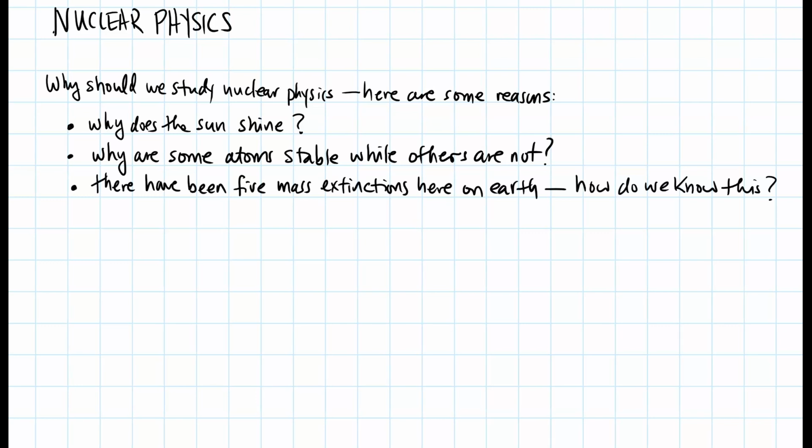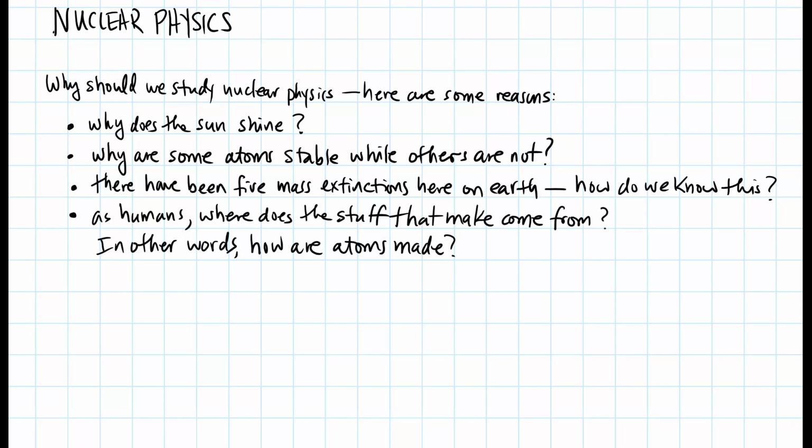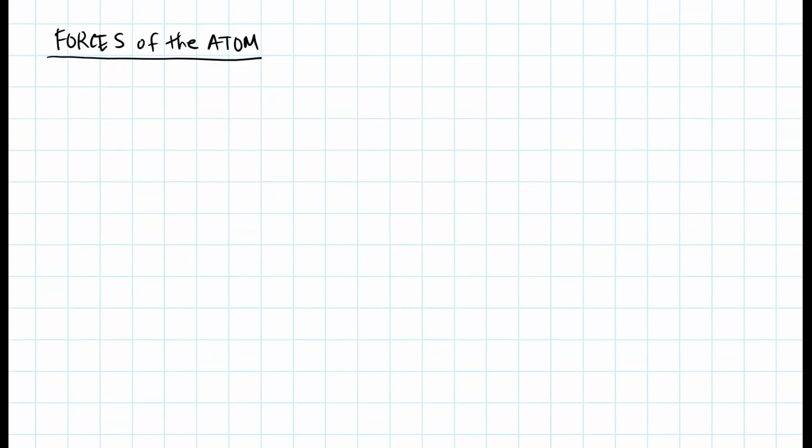There have been 5 mass extinctions here on Earth. How do we know that this happened? Humans, where does all that stuff that makes you come from? In other words, how are atoms made? To answer these questions as well as others, we must go back to the forces of the atom to start to answer them. Forces of the atom.